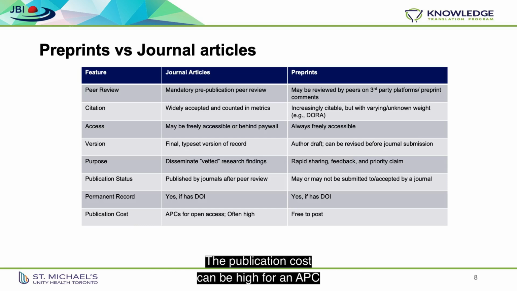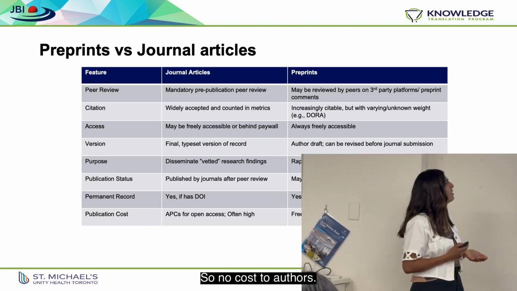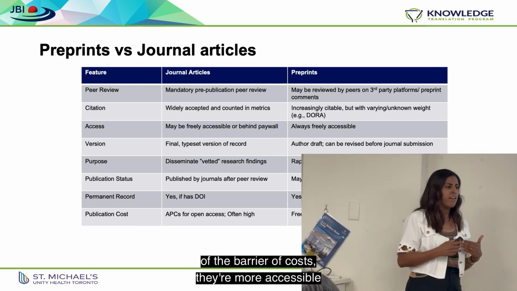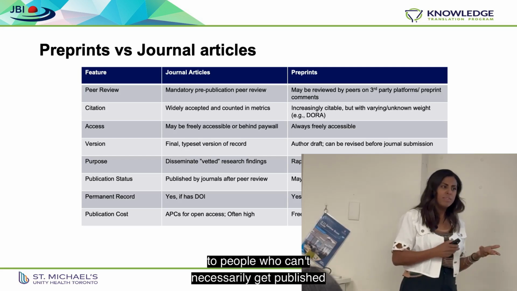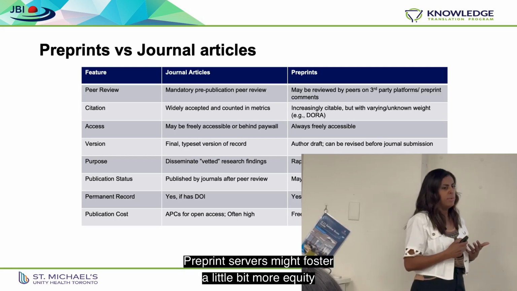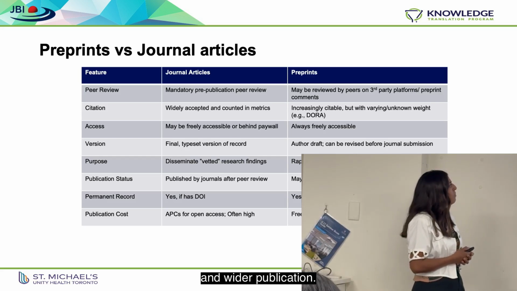The publication cost can be high for an APC, or it may cost, of course, to read the article, but preprint servers are free to post, so no cost to authors. So you can see that because of this removal of the barrier of cost, they're more accessible to people who can't necessarily get published or can't afford to get published. Preprint servers might foster a little bit more equity and wider publication.